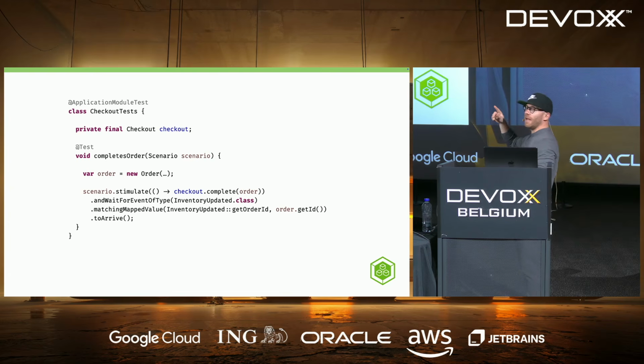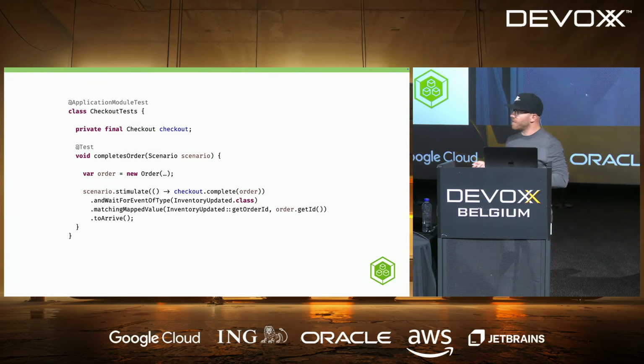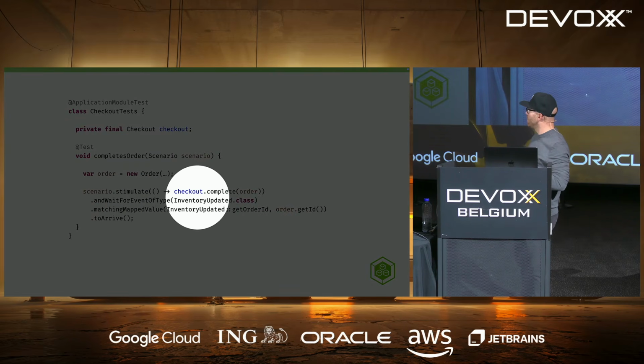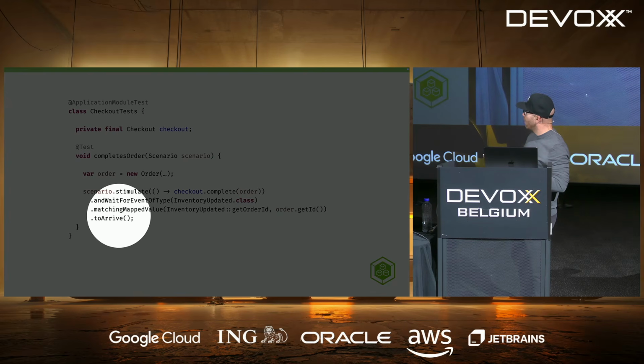So we stimulate the module, and we usually use API elements of that module, right? In this case, it's a checkout test, so it's probably located in that very package. So we just call the checkout complete method. Alternatively, we could publish an event that we know the module will react to at some point. And then we can say, and wait for event of type inventory updated, matching value, and the inventory updated will get some correlation through the order ID. So the thing that we piped in here would be reflected in there. And then we say to arrive, right?